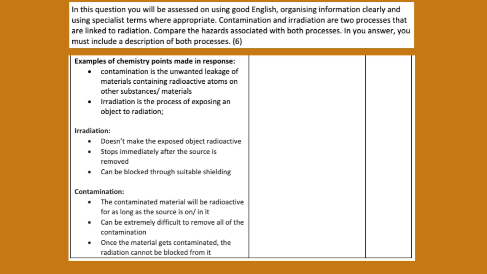For contamination, the points made could include how the contaminated material will be radioactive for as long as the source is on or in it, can be extremely difficult to remove all of the contamination, and that once the material gets contaminated, the radiation cannot be blocked from it. Oftentimes, when something gets contaminated, the object is left and kept in a radiation-proof container until all of the radiation has gone.